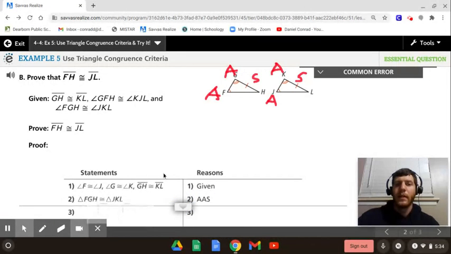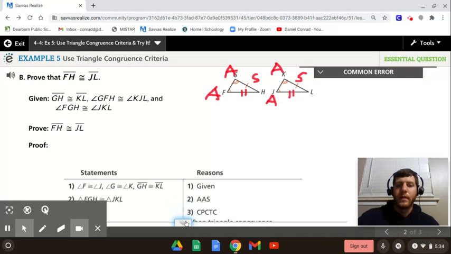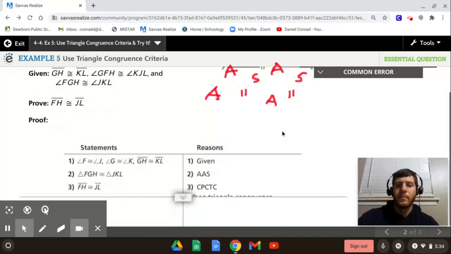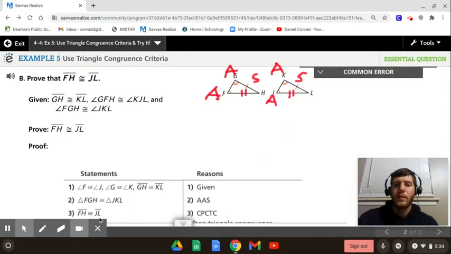And then once we know the triangles are congruent, we know the corresponding parts of congruent triangles are congruent. So since we know the triangles are congruent, we know segment FH is going to be congruent to segment JL. And that's the corresponding parts of congruent triangles are congruent. We don't know that until we know the triangles are congruent. Once we use angle, angle, side and know the triangles are congruent, we know the corresponding parts are going to be congruent as well.